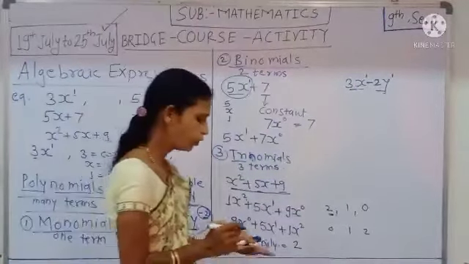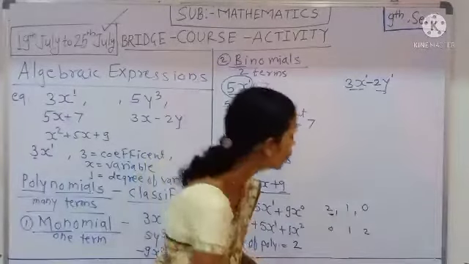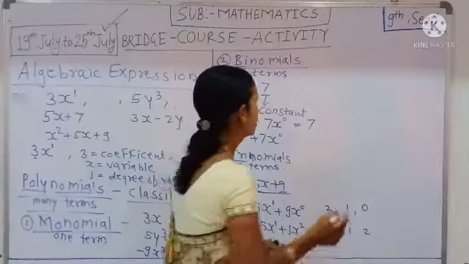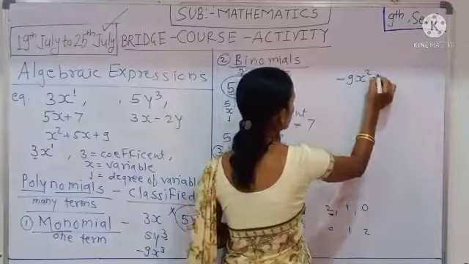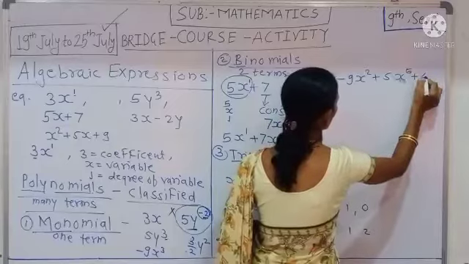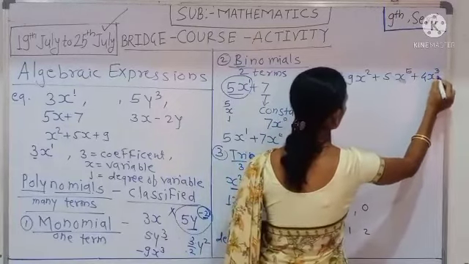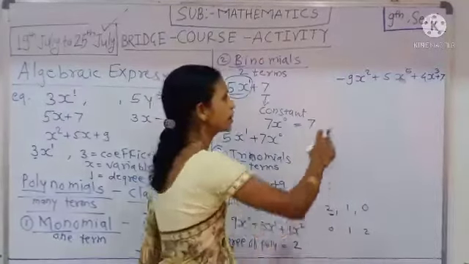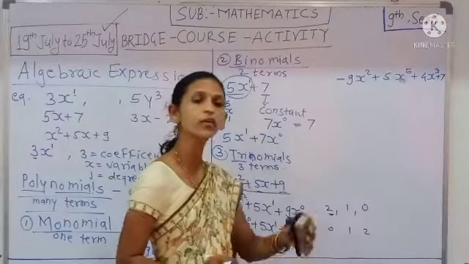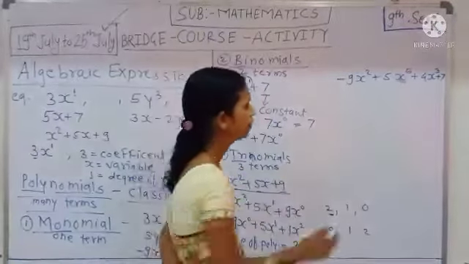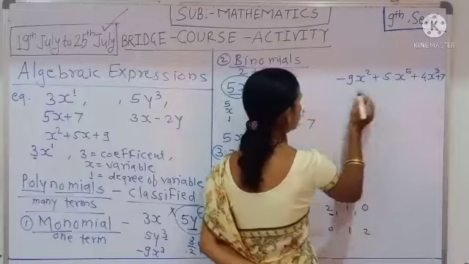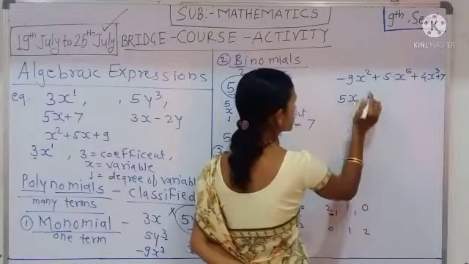That means if we have to write the degree of a given polynomial, then we have to write that polynomial in its standard form. Take minus 9x square plus 5x raised to 5 plus 4x cube plus 7. This polynomial we have to write in its standard form, then find the degree. The highest degree here is 5. Therefore, first of all, we have to write 5x raised to 5.